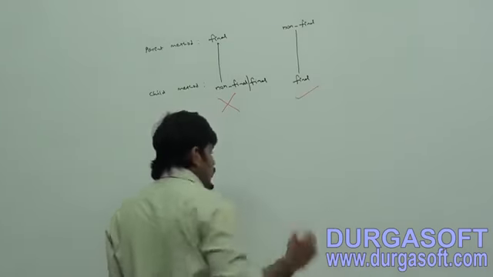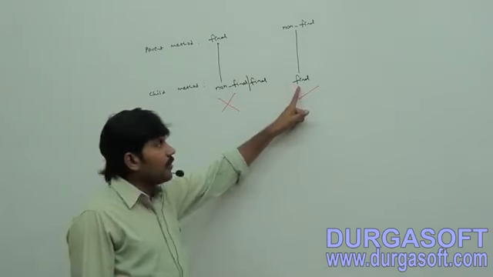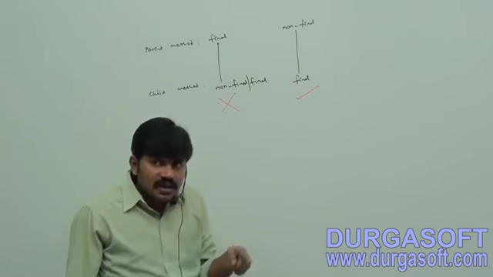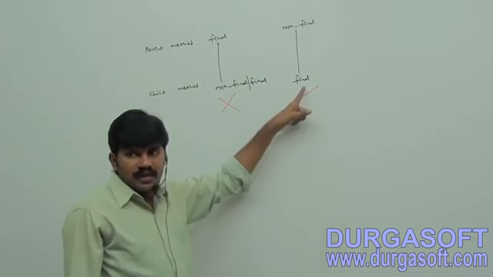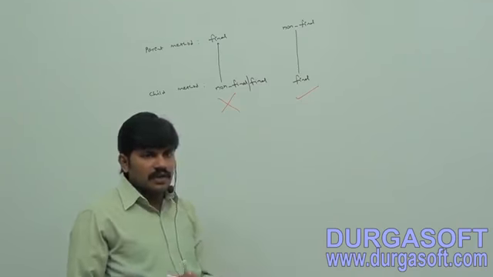100% possible, no problem. Non-final to final is acceptable, no problem at all. But if it is final, then in the next level child we can't override. That's nothing but acceptable up to this level; in the next level child, we can't override, right?